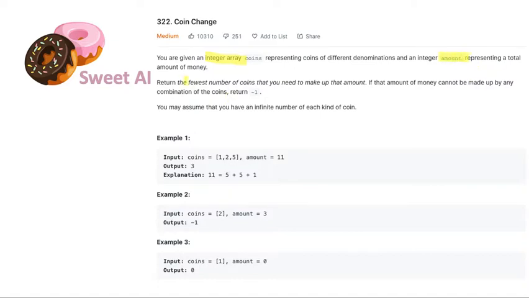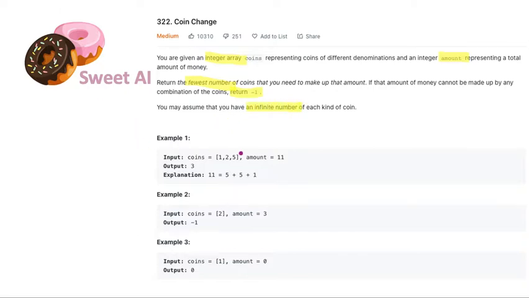of money. Return the fewest number of coins that you need to make up that amount. If the amount of money cannot be made up by any combination of coins, return -1. You can assume you have an infinite number of each coin.